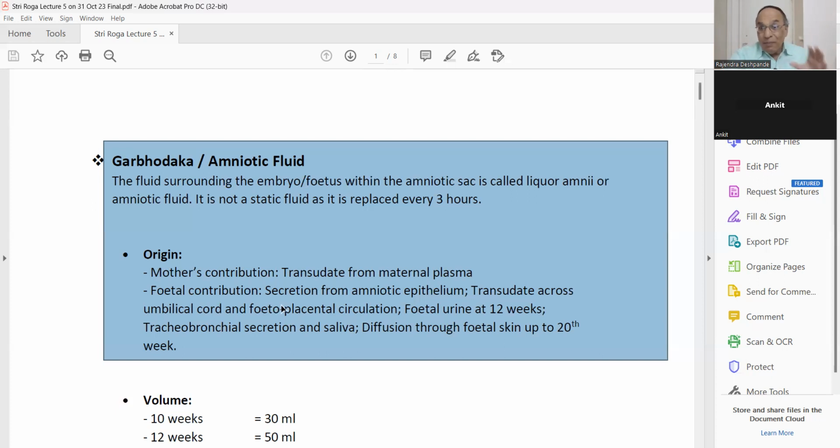Fetal contribution, that is the baby: secretion from the amniotic epithelium, from the sac, and transudate across the umbilical cord, because you know the umbilical cord contains arteries, veins, etc. That blood is also coming from those walls. And the feto-placental circulation, and also fetal urine is there from 12 weeks, that is 3 months.